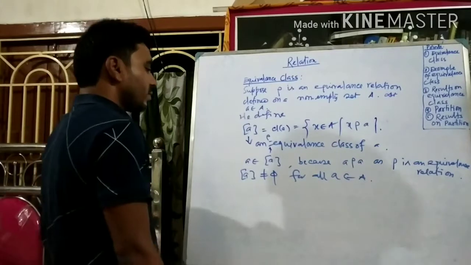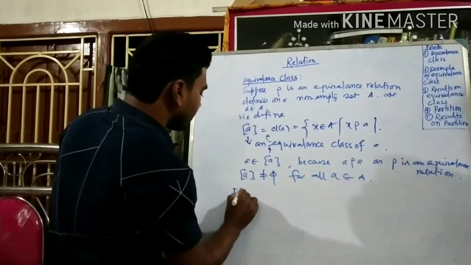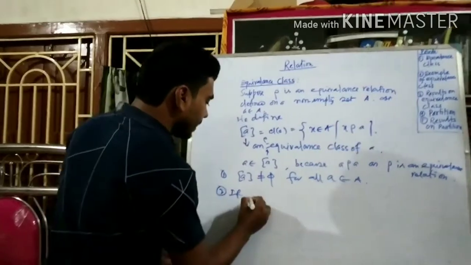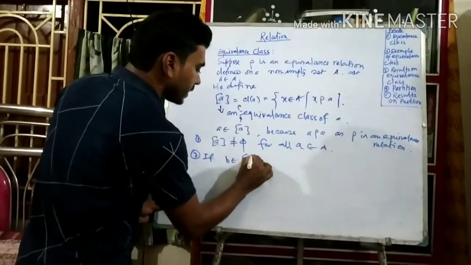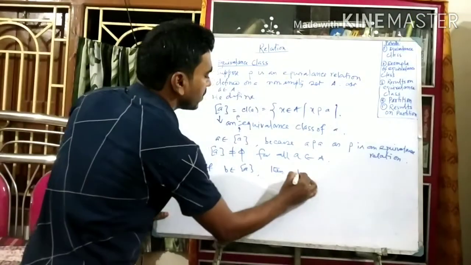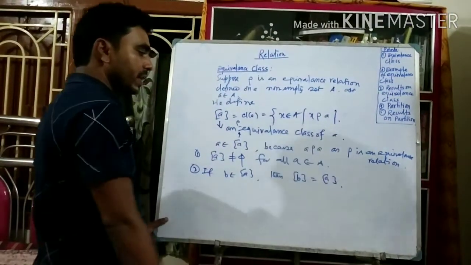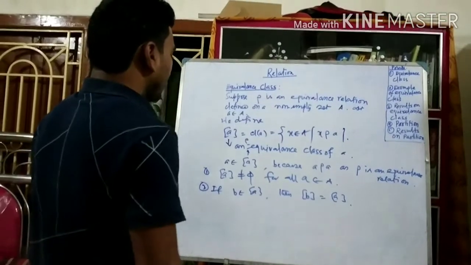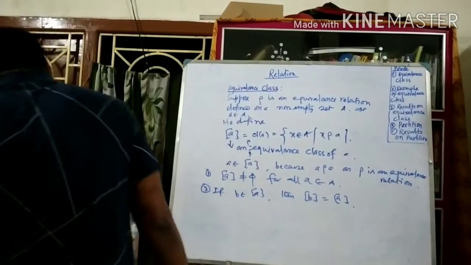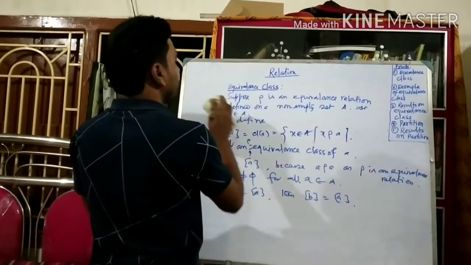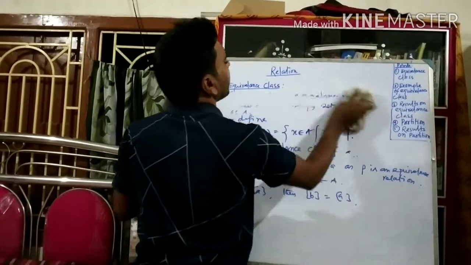Okay. Next one, this is my first observation. Second observation is that if b belongs to box a, then box b is equal to box a. This is also trivial that you can check easily. Okay. Now come to the next point, some examples of an equivalence class.